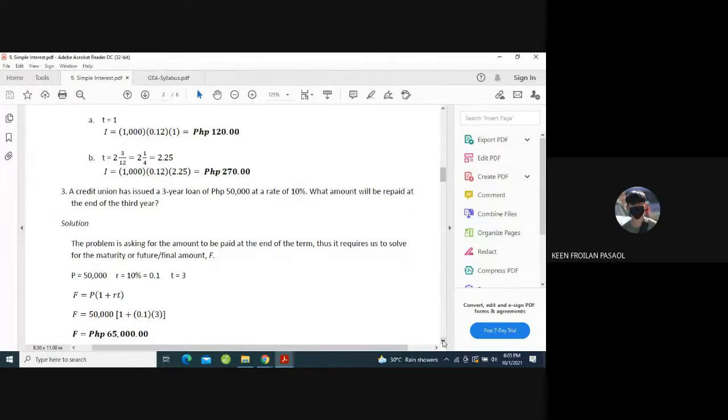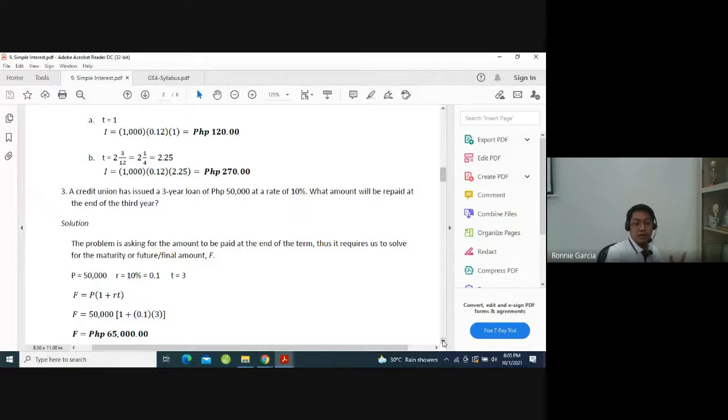Sir, the 50,000 is what he borrowed, or loaned. I multiplied it by 0.10, sir. The result, I multiplied by 3, because it is 3 years, sir. Then the result is 15,000. Then I added the 50,000 that he loaned, sir. Yes. Very good. Plus 50,000. Very good, Froilan.